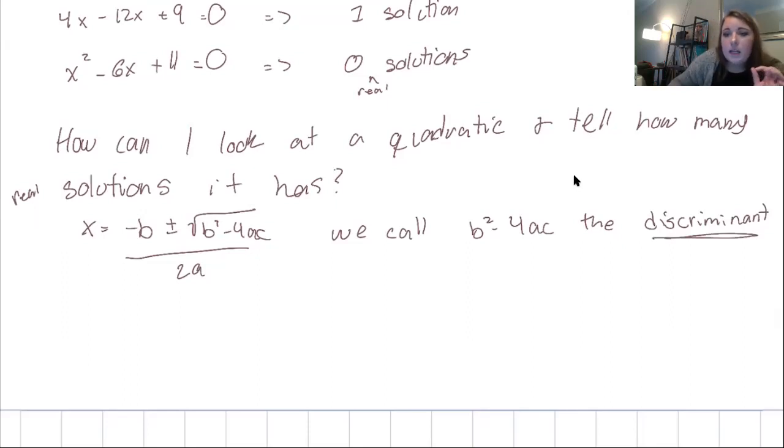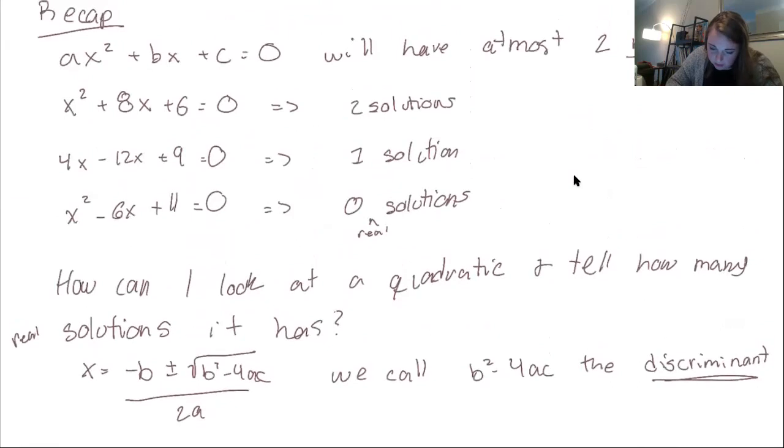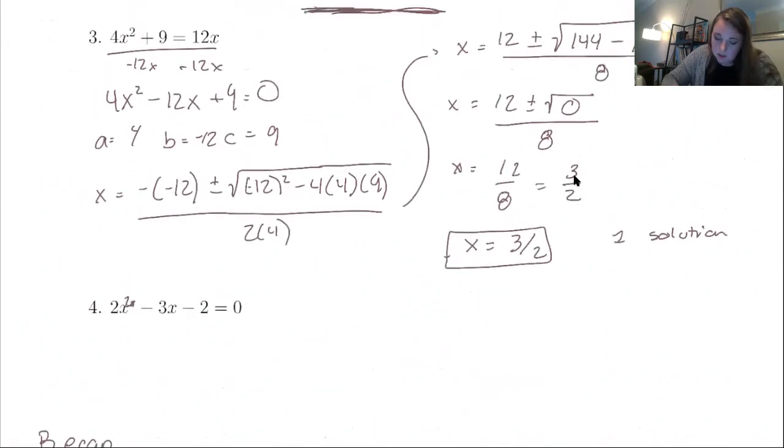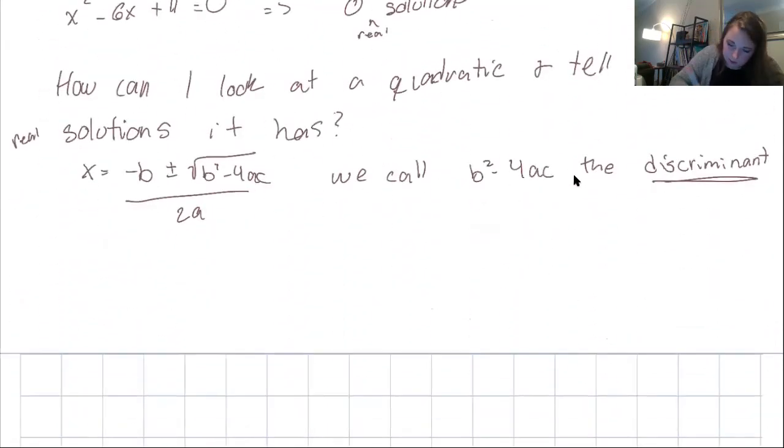Right, that little bit inside of the radical can tell me how many real solutions I have. If we scroll up and look at where I had 1 solution, my discriminant was 0. So if b squared minus 4ac is equal to 0, then my solution is going to be x equal to negative b plus or minus 0 over 2a, which is just one solution.